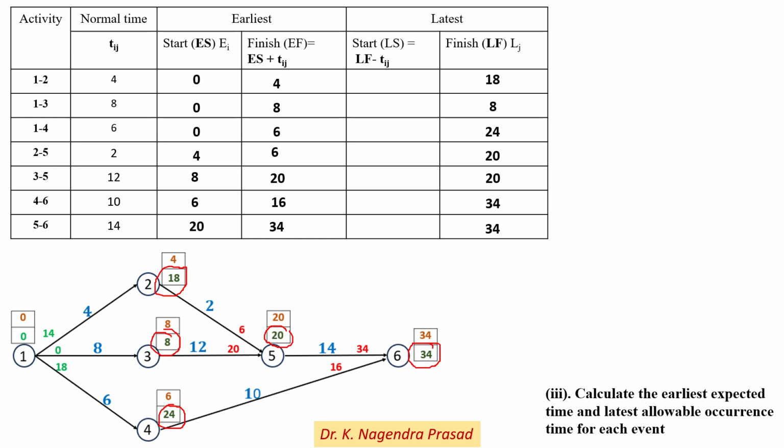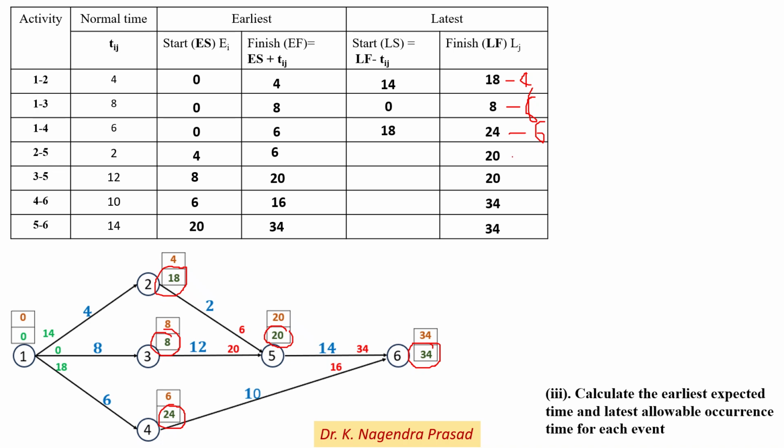Next, to calculate the latest start time, which is equal to the latest finish time minus normal time. For activity 1 to 2, the latest finish time is 18 and normal time is 4, so 18 minus 4 is equal to 14. Next, for activity 1 to 3, the latest finish time is 8 and normal time is also 8, so 8 minus 8 is equal to 0. Next, for 1 to 4, 24 minus 6 is equal to 18.